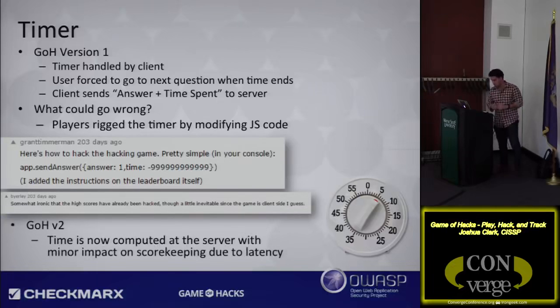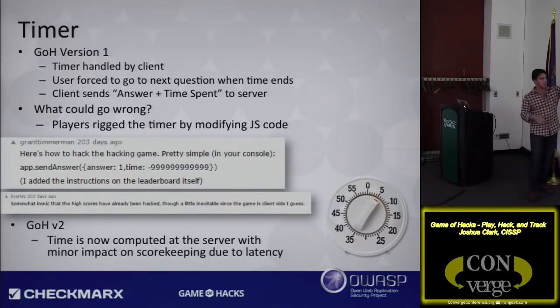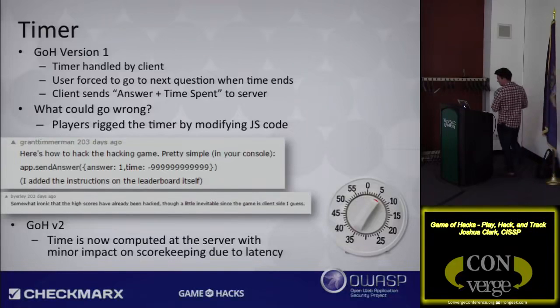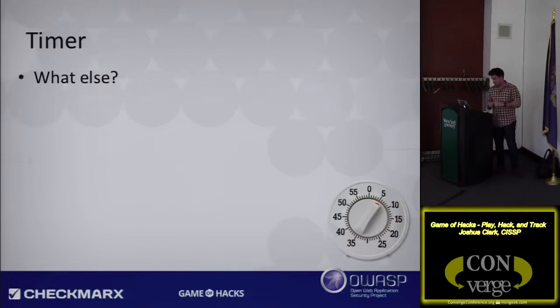Okay, so let's keep going here. In version 2 of Game of Hacks, time is now computed at the server level, with a little bit of impact and latency, but not too much. That's what we changed in the second version. Okay, so what else could be an issue with the timer? Any ideas?